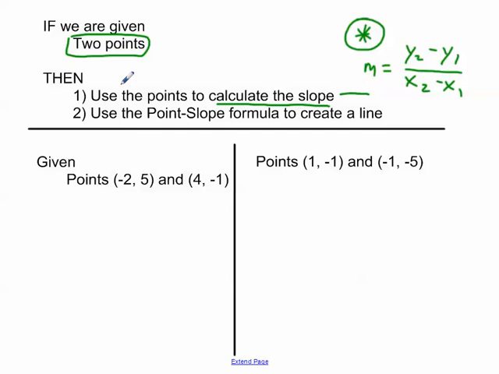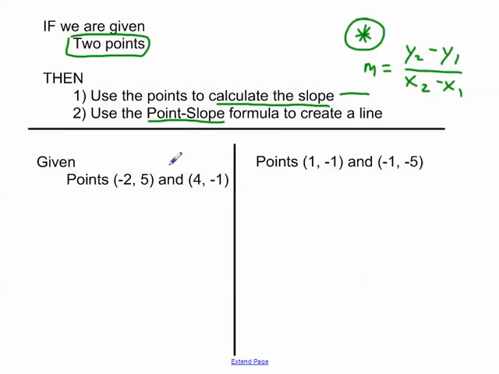So if we take a step back, if we're given 2 points, we have to use the point slope formula, but we can't use the point slope formula before we calculate the slope. So that's our first intermediate step. And then after we calculate the slope, we'll have a point and a slope, and we can use the point slope formula. So let's go through what that looks like.